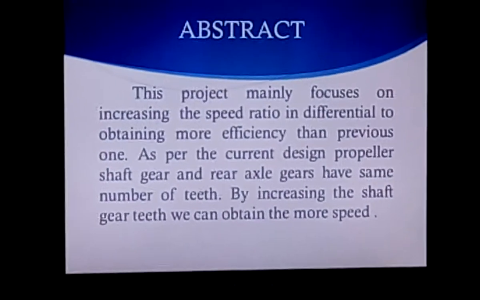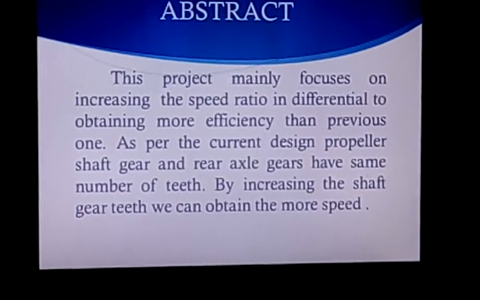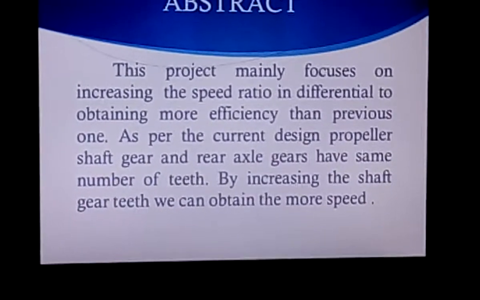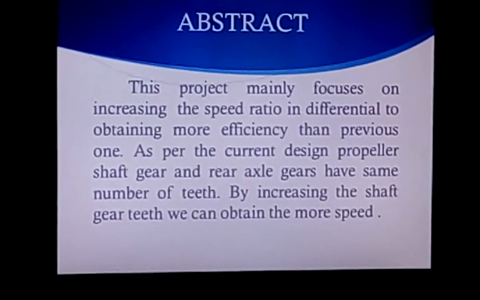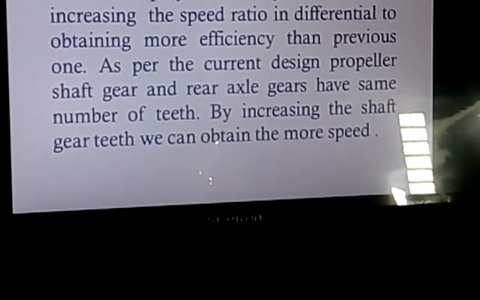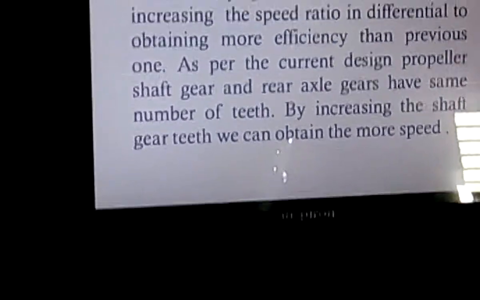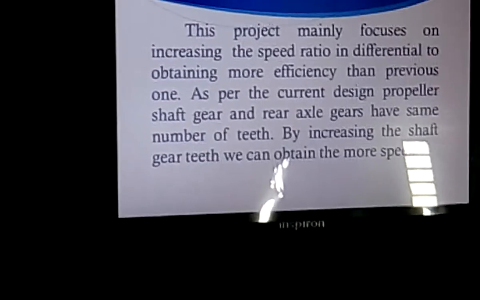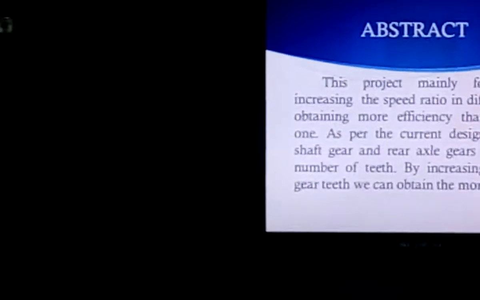Okay, this is my abstract. At present, both crown and differential have the same number of teeth, and the speed ratio was not increasing and the torque was not produced accordingly. So what we are going to do is keep more teeth on the pinion of the shaft connecting from the engine and fewer teeth on the crown. This increases our speed ratio in a differential. Let us go into this.